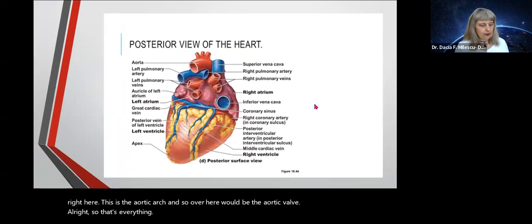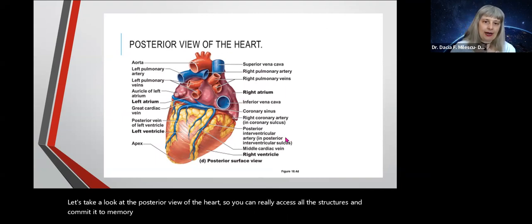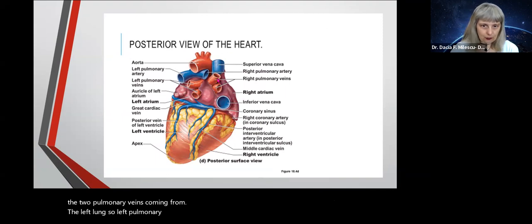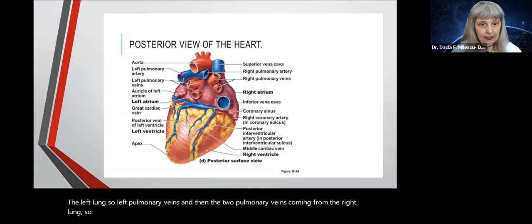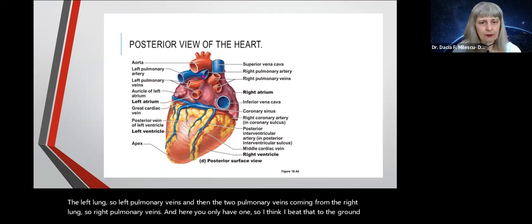Now let's take a look at the posterior view of the heart so you can really access all the structures and commit it to memory. This is the view from the back. It looks very different. As you can see here, the two pulmonary veins coming from the left lung, so left pulmonary veins, and then the two pulmonary veins coming from the right lung, so right pulmonary veins. And here you only have one. So I think I beat that to the ground, but you can see it much better from a posterior view.